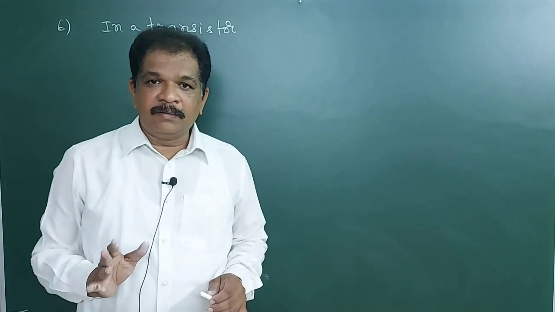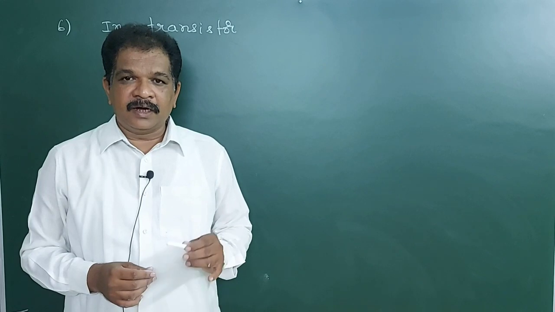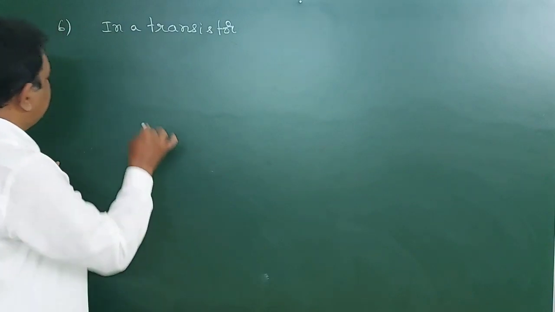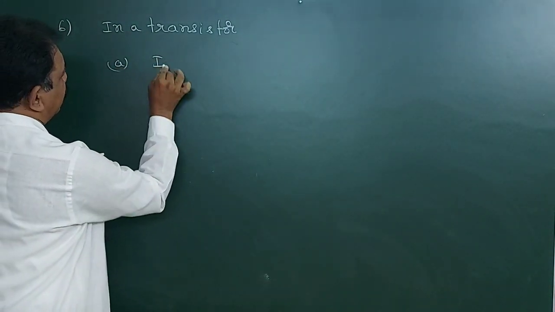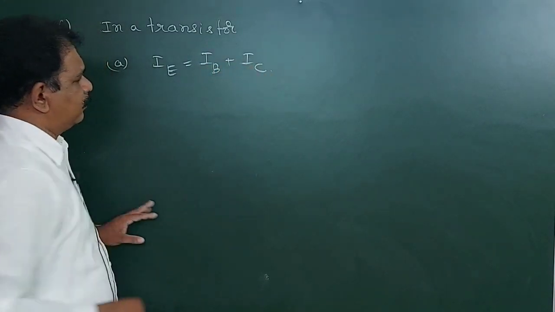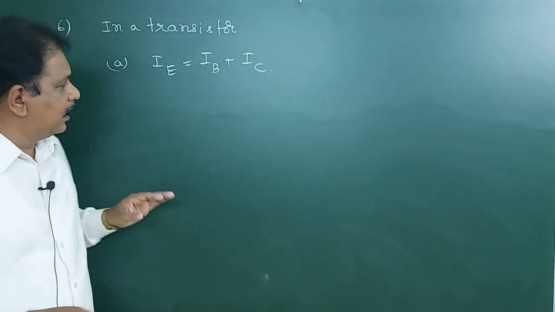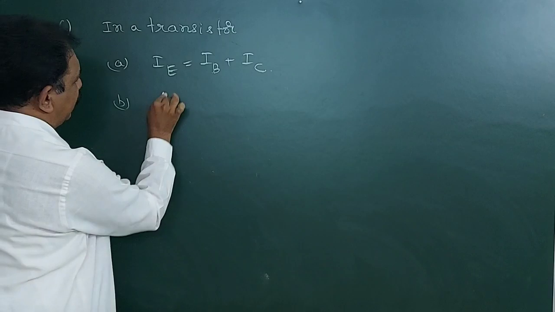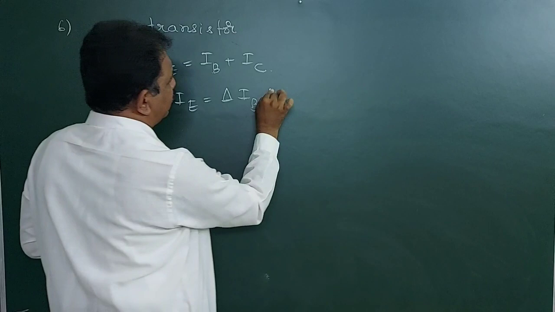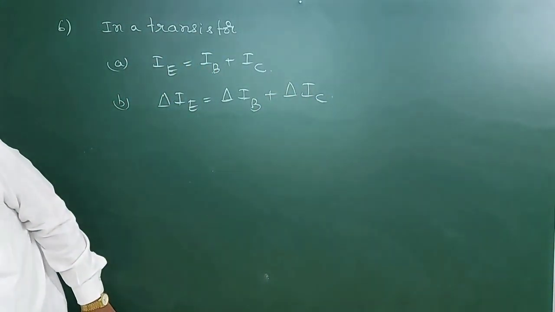The emitter base junction will always be forward biased. The collector base junction will always be reverse biased. Remember that one. So in any transistor, IE is equal to IB plus IC. Emitter current is equal to the sum of the base current and collector current. Or if they give changes in the currents, delta IE is equal to delta IB plus delta IC.